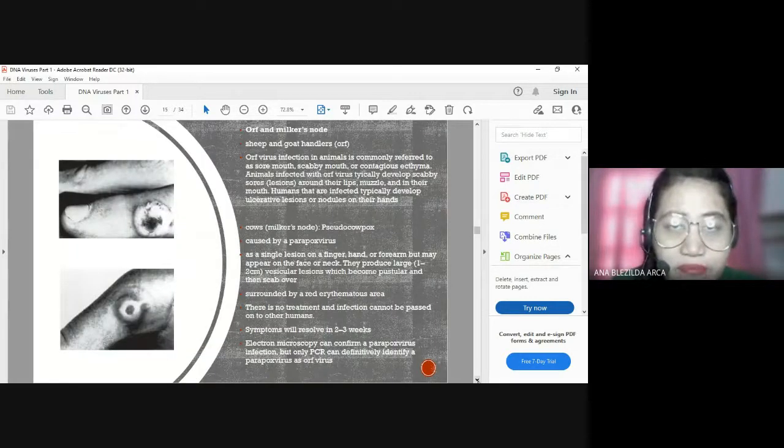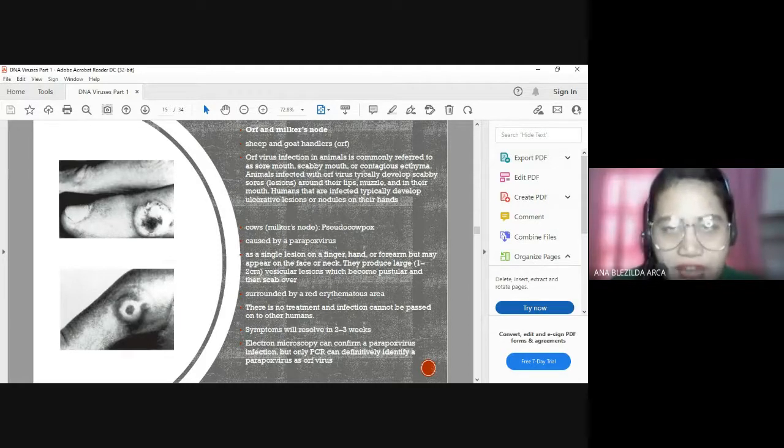Next is the Orf and Milker's node, like this one. This is what you call the Orf and Milker's node infection, okay? So, for the Orf and Milker's node, this is also called the sheep and goat handlers' Orf infection. So, kapag daw Orf, nakukuha yan sa mga sheep and goat. Okay? Kapag naman yan ay milker's node, nakukuha sa cows. Yun ang kanyang difference ha. Kapag Orf, you can get that from the sheep and the goat. Kaya tinawag siyang sheep and goat handlers disease or the Orf disease. Okay? Now, for the cow naman, ang tawag dyan ay milker's node.